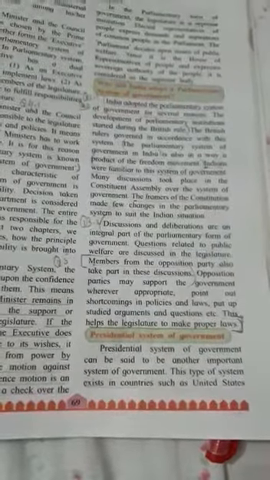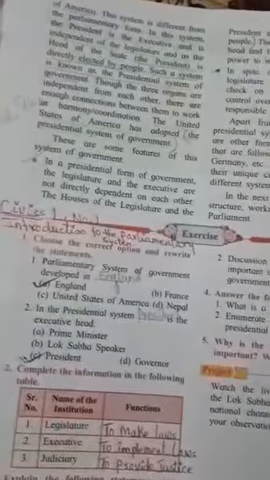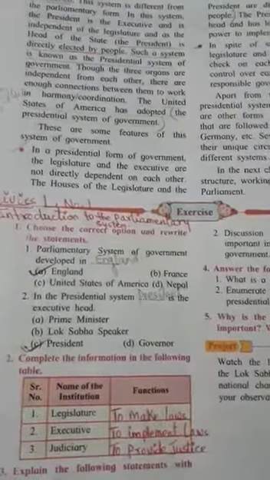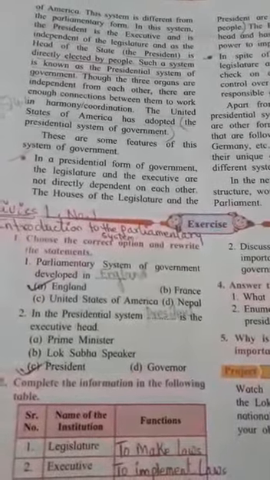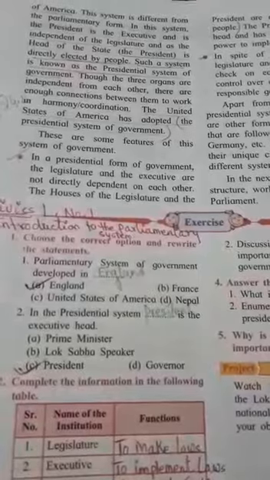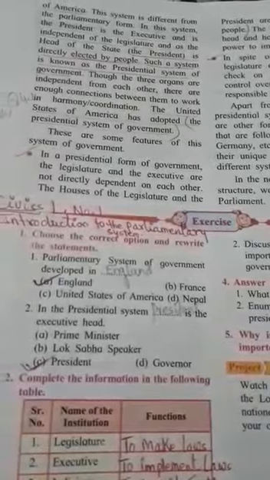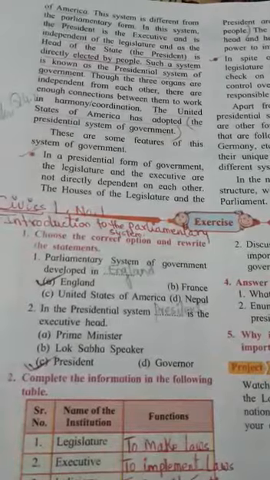So look, presidential system of government can be said to be another important system of government. This system exists in countries such as United States of America. In this system, the president is the executive and is independent of the legislature and is the head of the state. The president is directly elected by the people. Such a system is known as the presidential system of government. The United States of America has adopted the presidential system of government.